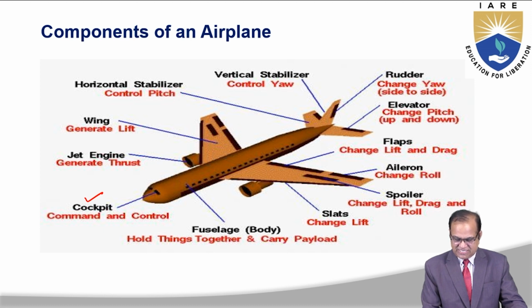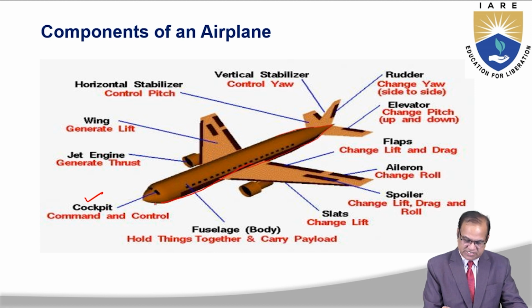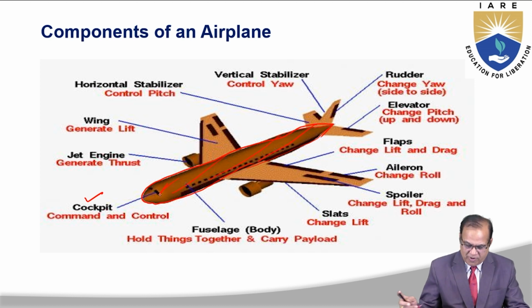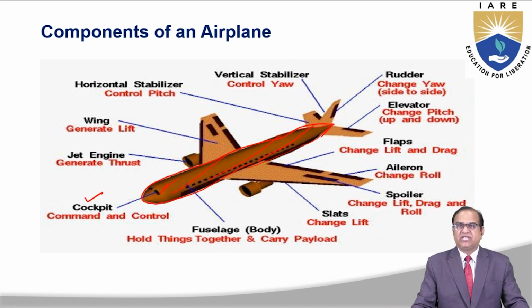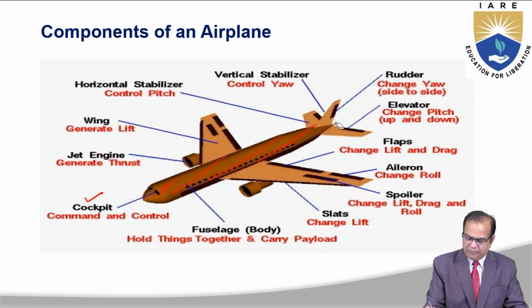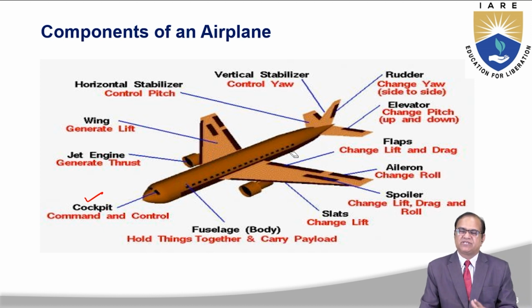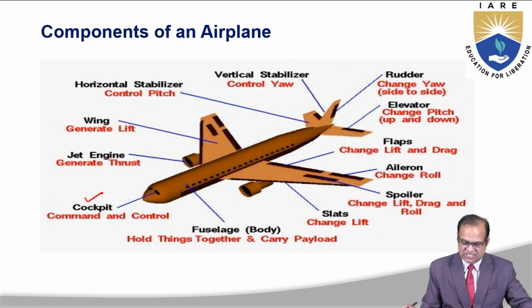Next one is the fuselage. It is the body of the aircraft. You can see it from here to here. This is the whole body, and this is called the fuselage. It holds things together and carries the payload. The purpose of the fuselage is to accommodate all the items, all the instruments, all the radars; everything is accommodated inside the fuselage.